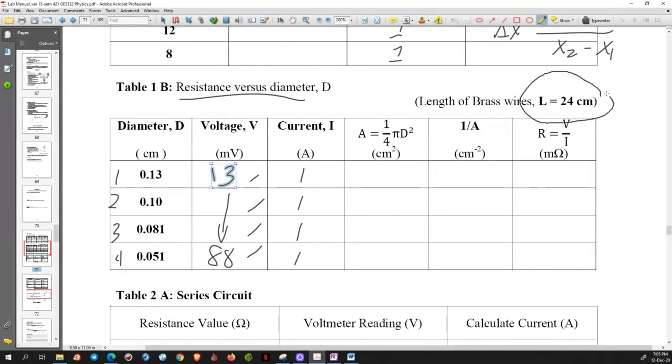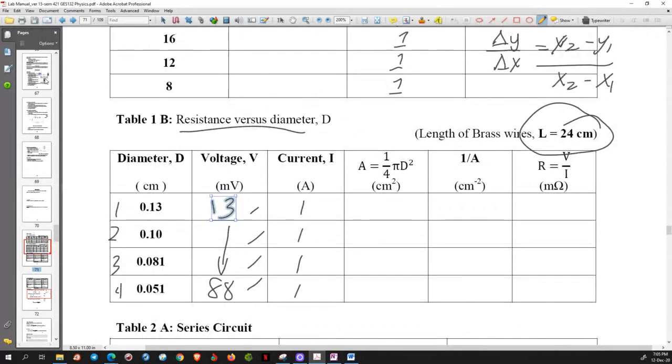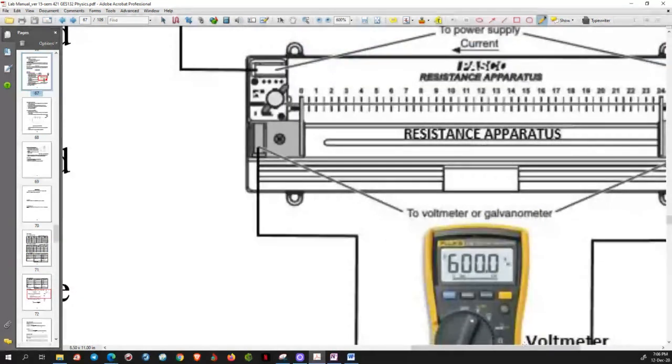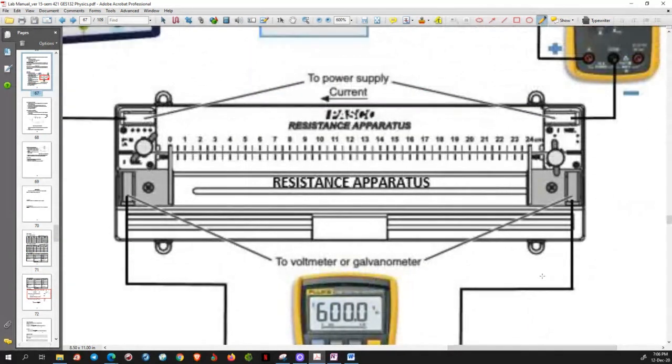You have to keep the length 24 centi. You do not change the length in this experiment. You keep the length 0, 24, in this device, the resistance apparatus. In this device, you have to keep always 0 and 24 for table 1B. For table 1A, there you change the length, 20, 16, 12, 8, maybe 4.